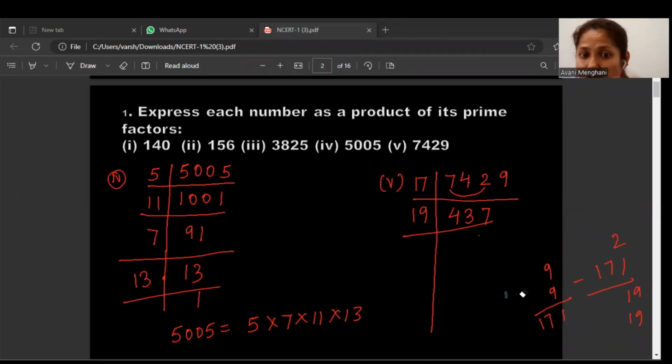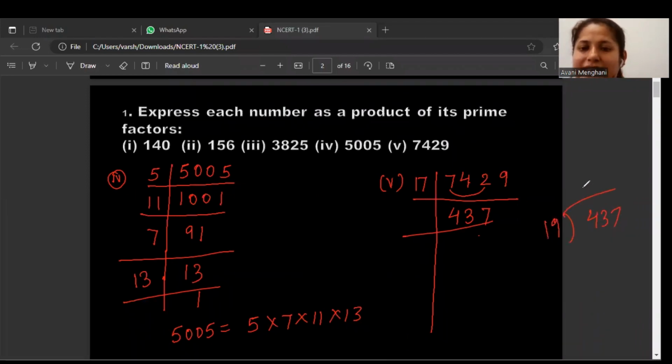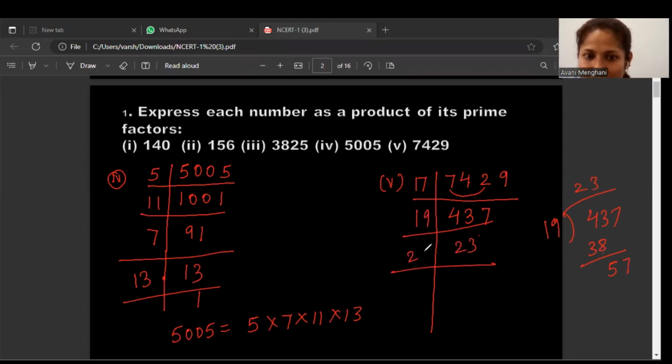Well, if 7429 goes by 19, that means 437 will definitely go by 19. So let's take a second and divide it by 19. So 19 times 2 is 38. 43 minus 38 is 5, 57, 3 times. Okay, so all done. 23 is a prime number, so 1 time.